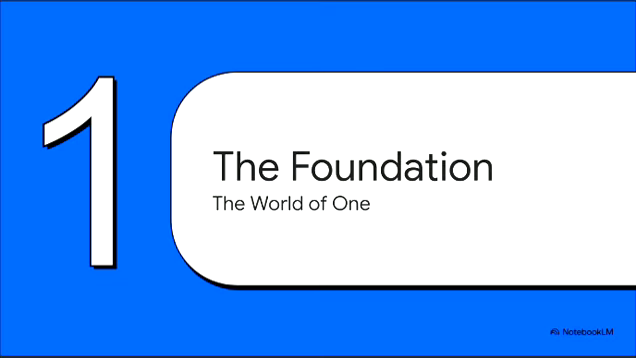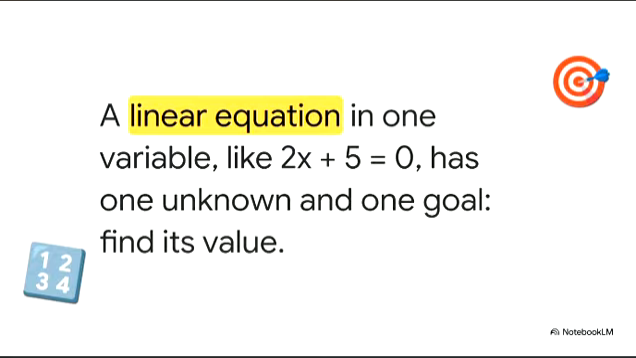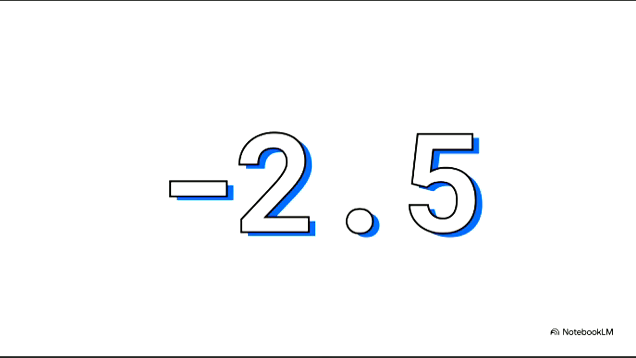So, first things first, let's start with what we all know, the world of one. Okay, so you've seen an equation like this a million times, right? It's a classic linear equation in one variable. What does that mean? Well, we've got one mystery number x, and our one and only mission is to figure out what it is. And bam, there it is. The answer is negative 2.5. And for this kind of equation, that's it. There is one and only one solution. It's clean, it's simple, totally predictable.